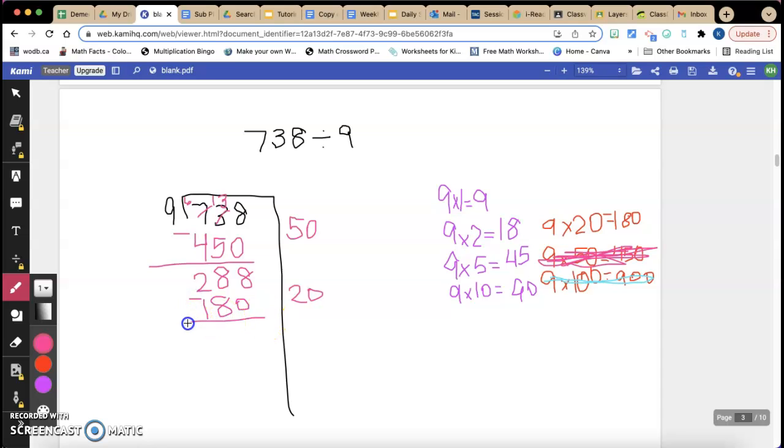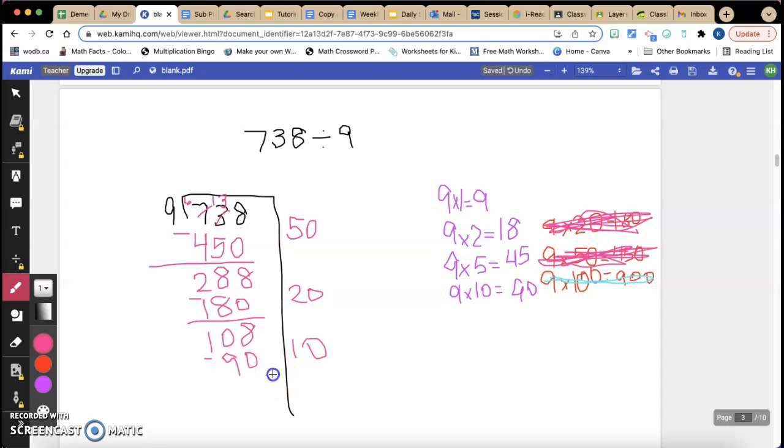Gotta subtract, gotta take away. 8 minus 0 is 8. You said 8, you're great. 8 minus 8 is 0. No more. 2 minus 1, just 1. Now I've got 108. Well, 180 is bigger than 108, so I can mark through that fast fact. Go to my next biggest one. That would be 90. Well, guys and girls, what do I have to do to 9 to make 90? I gotta multiply it by 10.